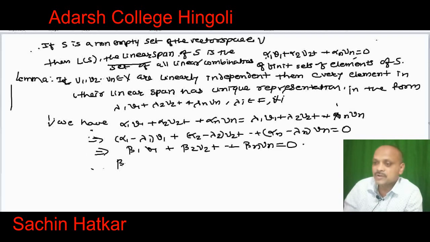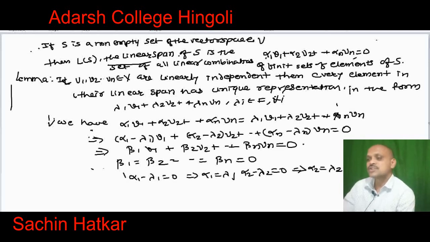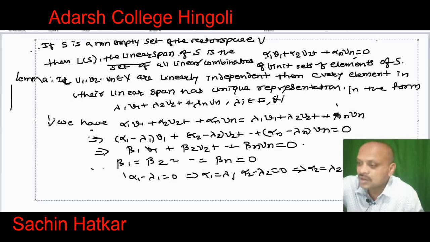That means we have beta 1 equal to beta 2 equal to beta n equal to 0, that means alpha 1 minus lambda 1 equal to 0. This implies alpha 1 equal to lambda 1. Alpha 2 minus lambda 2 equal to 0 implies that alpha 2 equal to lambda 2. And similarly, alpha n equal to lambda n. This shows that the scalars are not different. They are equal. And hence the representation is unique. Okay. So again, we proved one theorem regarding linearly dependent and independent vectors.